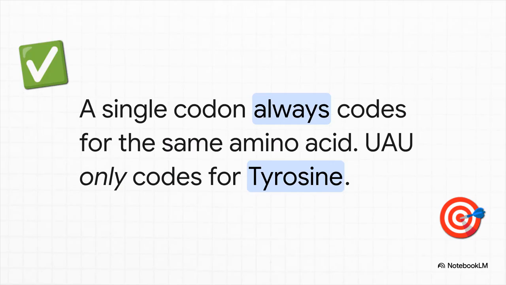But here's the other side of that coin. While many words can mean the same thing, one word can never mean two different things. That's what unambiguous means. The codon UAU will always code for tyrosine. It will never, ever get confused and grab something else. This precision is absolutely critical. You have to build your proteins correctly every single time.